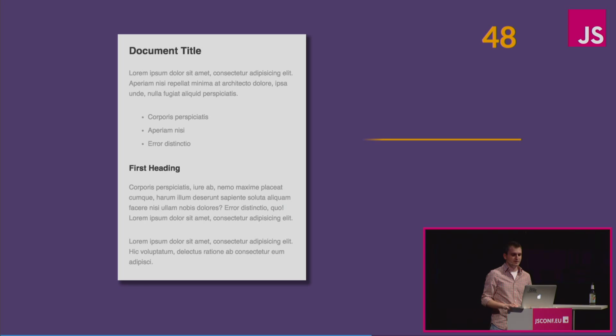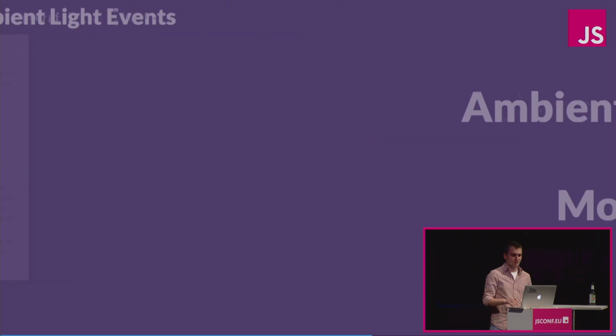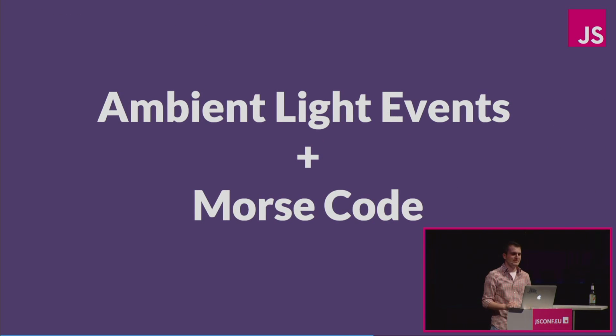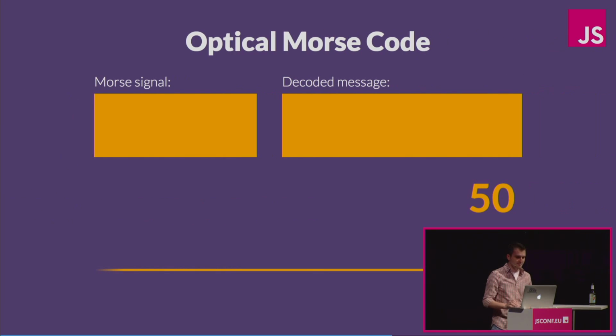Remember the signaling lamp, right? What if we use ambient light events and Morse code? What if we can send messages in Morse code to the computer just using that light sensor? Let's try my most brittle demo ever. OK, this is optical Morse code.